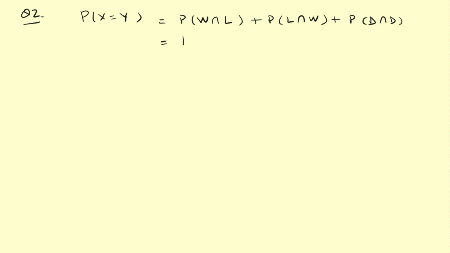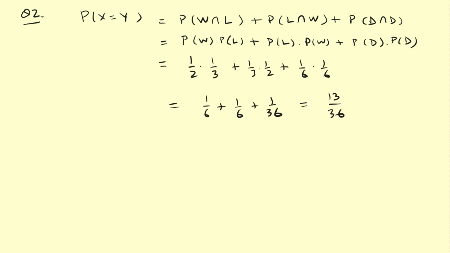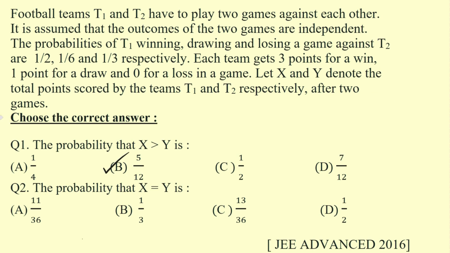Since they are independent of each other, we'll break it up as a product of probabilities like this. And now we can put in their values. Probability of win is half, probability of losing is 1 by 3, and similarly, so this comes out as the final answer for this question, which is 13 by 36. We can see it is given in option C of this question.